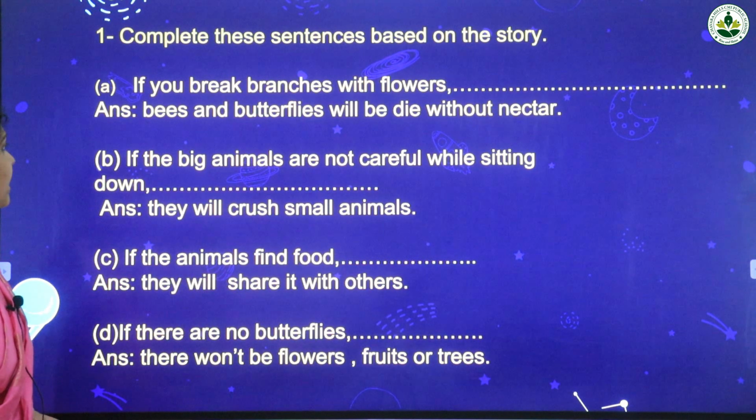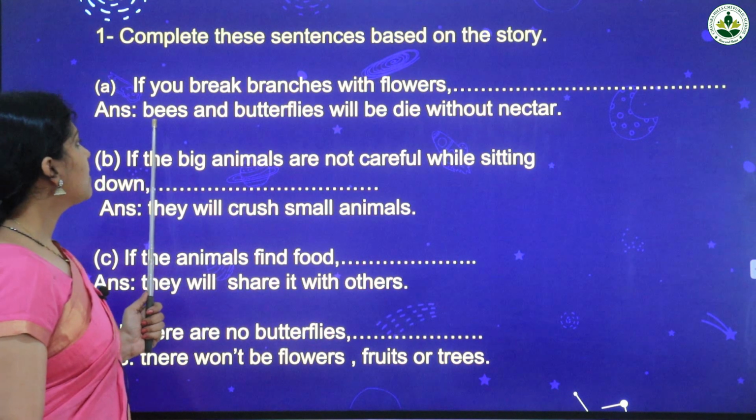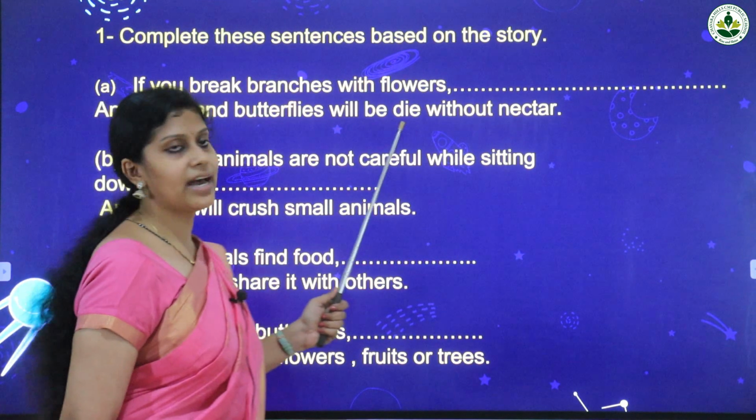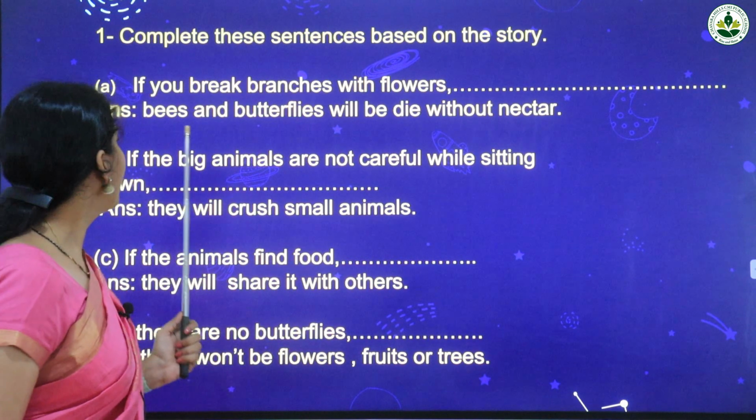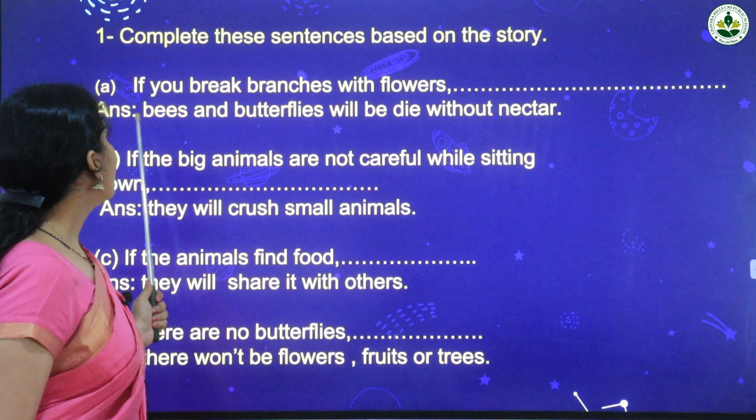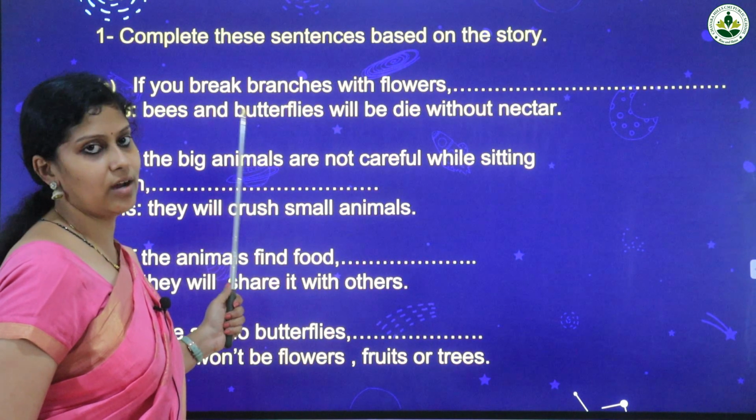And I'll give you an example. The answer is bees and butterflies will die without nectar. You can find answers from the story. This is an example. Bees and butterflies will die without nectar.